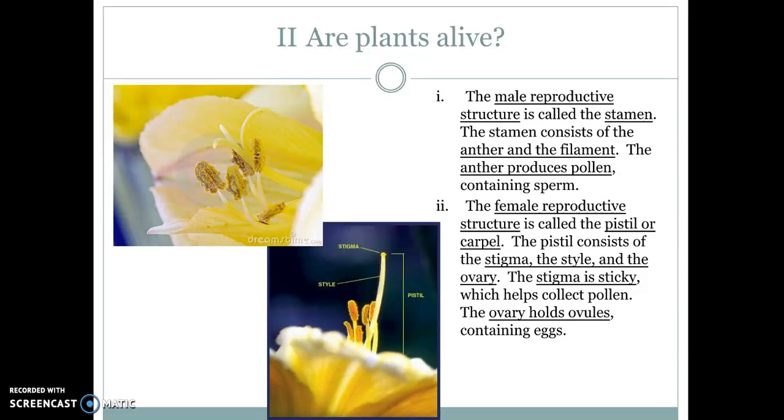Just a little bit of basic plant anatomy. The male reproductive structure is called the stamen, and it consists of the anther and the filament, and the anther produces the pollen, which contains the sperm. The female reproductive structure is called the pistil or carpel, and the pistil consists of the stigma, the style, and the ovary. The stigma is sticky, which helps to collect pollen, and the ovary contains ovules, which contain the eggs.